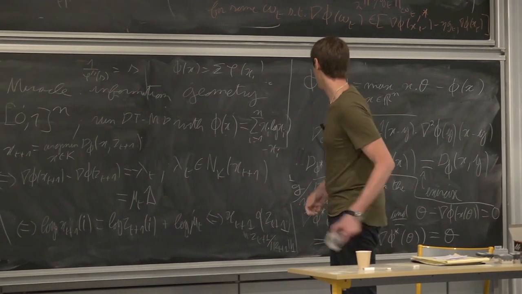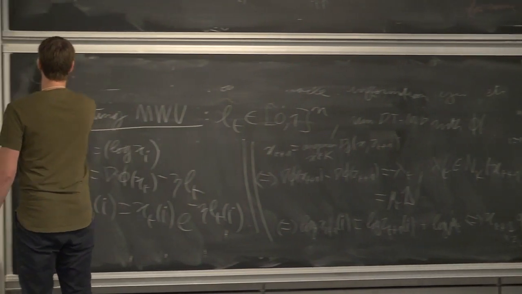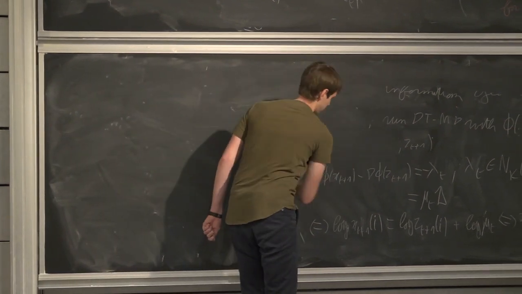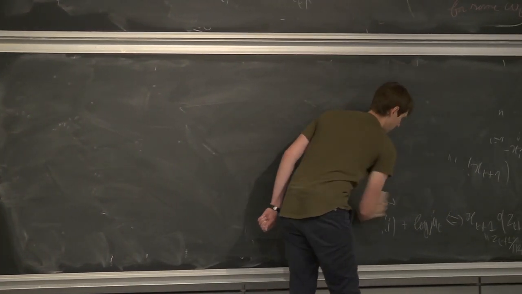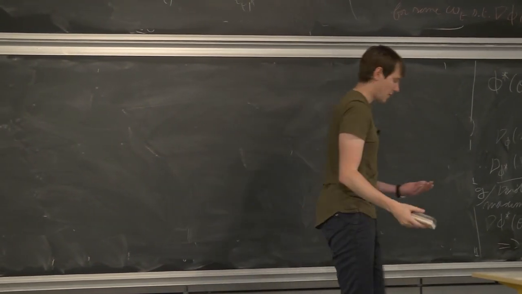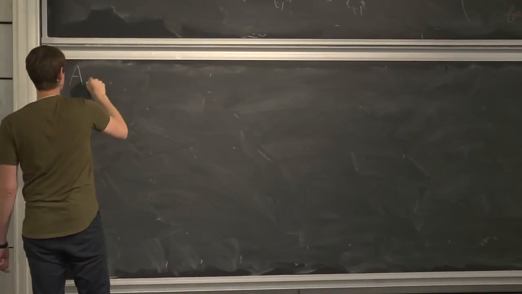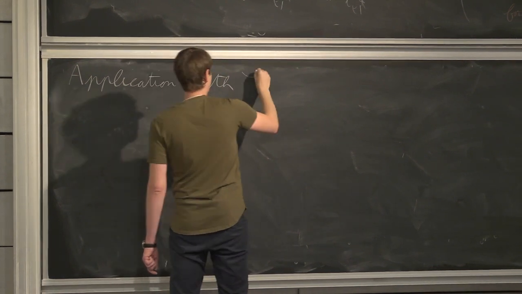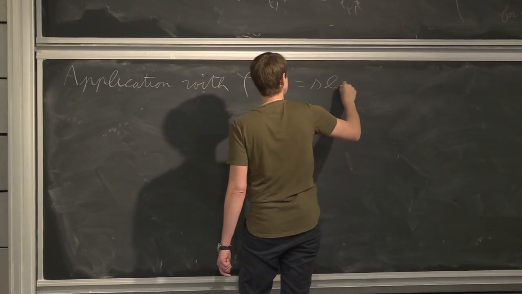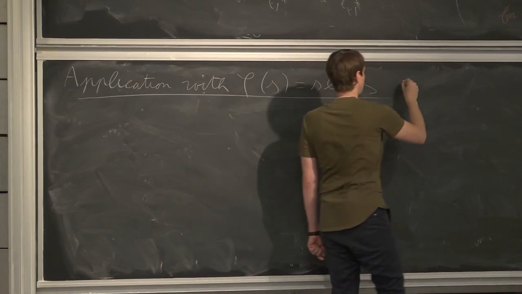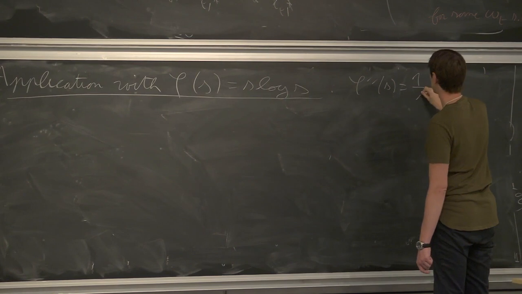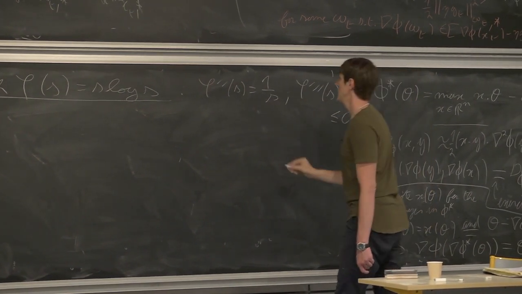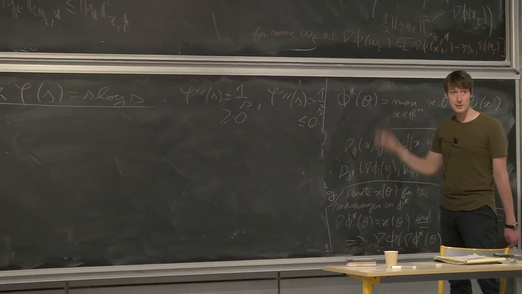OK, so finally, the bound. So now application. With phi of s, which is s log s. Okay, so phi double prime of s is 1 over s. And phi triple prime of s is minus 1 over s squared. Okay, so this is negative, and this is positive. So it verifies this assumption.